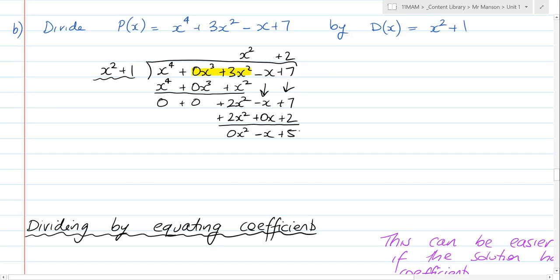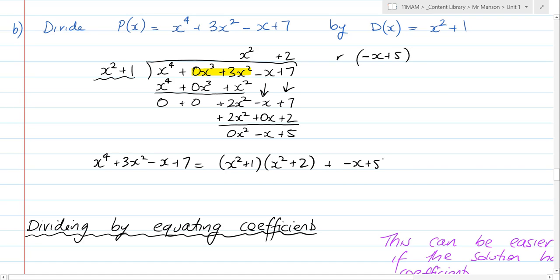Now, with a linear term, we would have continued on here, but now that we're dividing by a quadratic term, this negative x can't be divided by the quadratic term. So that is our remainder. And we can write this out now as x to the power 4 plus 3x squared minus x plus 7 is equal to x squared plus 1 times x squared plus 2 with a remainder of negative x plus 5.